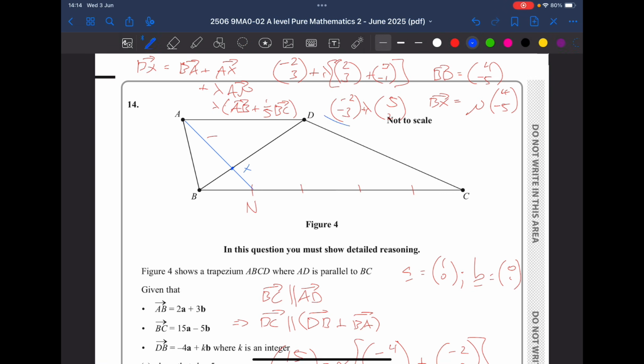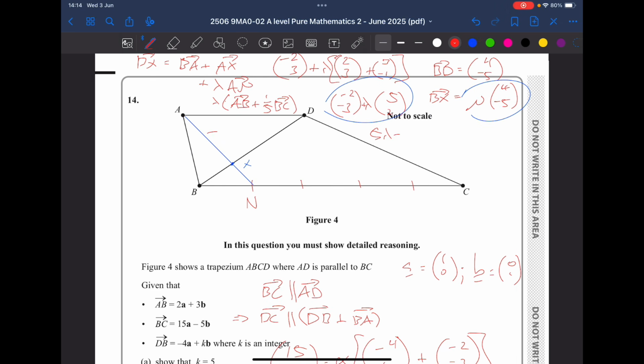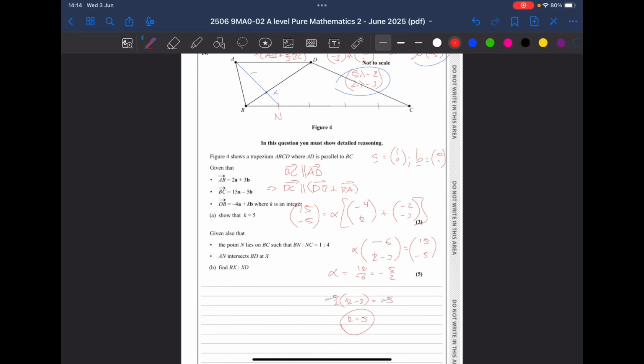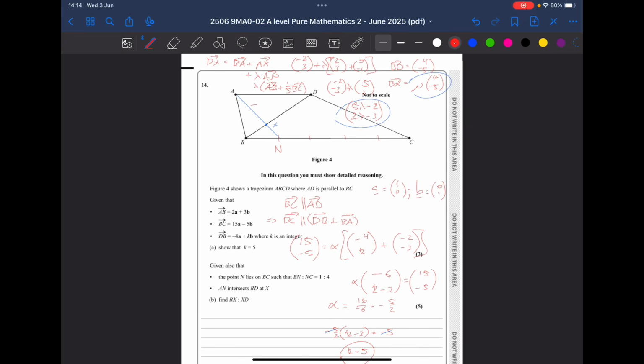So we have 2 expressions to get there. I will write this one as 5 lambda minus 2, 2 lambda minus 3. But they're both ways to get from B to X, so they must be exactly the same. So we have simultaneous equations again. Using the top row, 5 lambda minus 2 equals 4 mu. And the bottom row, 2 lambda minus 3 is equal to minus 5 mu.